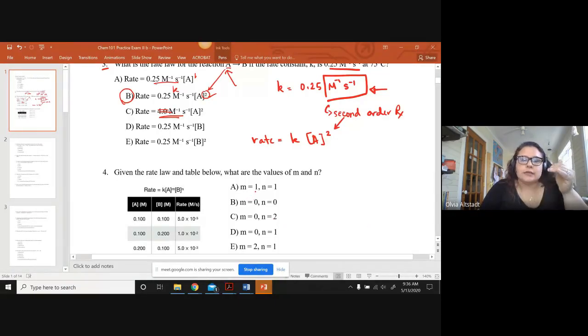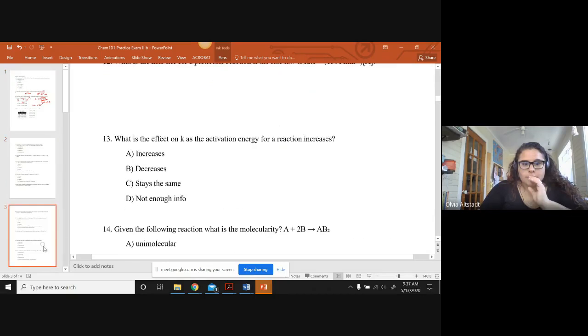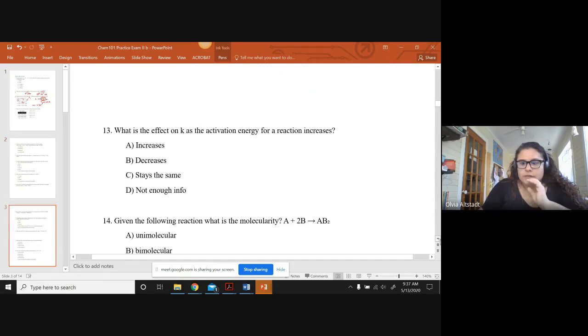What I didn't include are those tabulated ones that you have to calculate step by step. Here, we're just figuring out the proportion of A to B, but this is an example of that. You guys did really good with this problem anyway. But the units of K are also a good way to figure out the order of a reaction. Any questions with this section here? Okay, I'm going to move on to number 14 here.